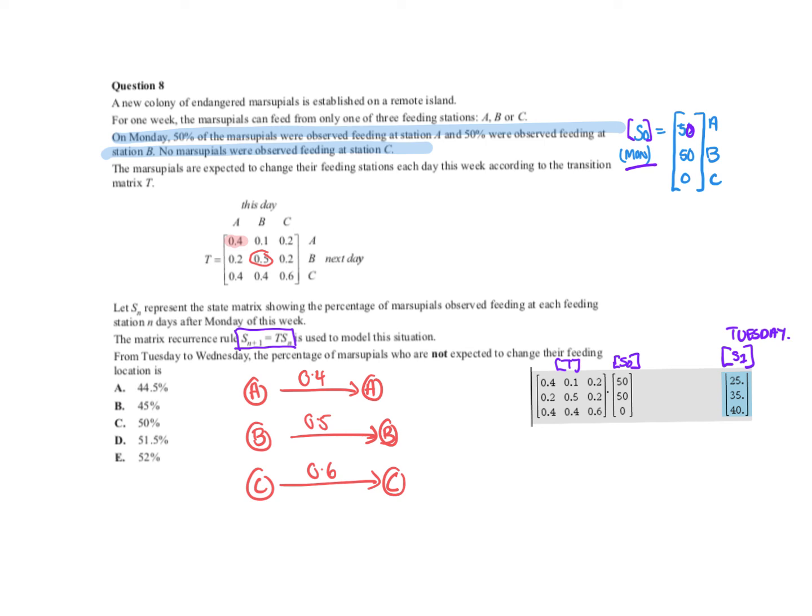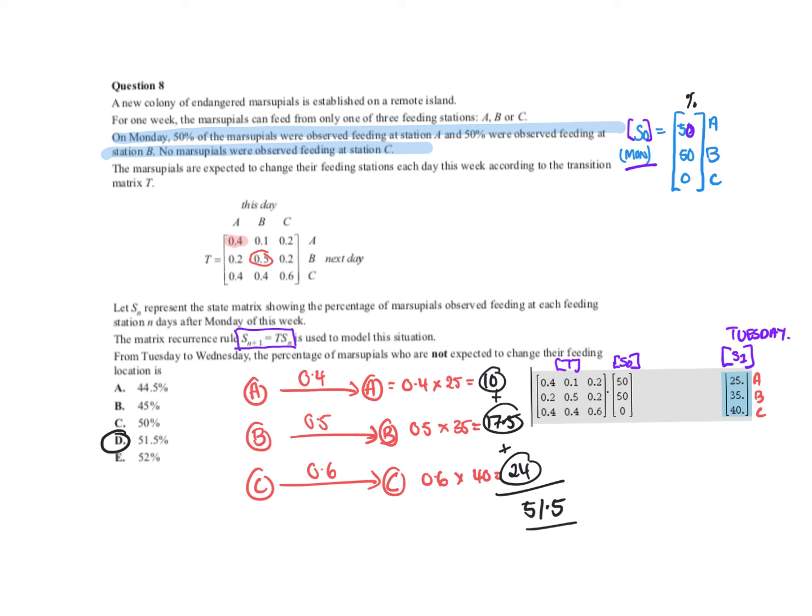So we want from the Tuesday people, how many are not expected to change. So I'm going to use these numbers because these are the percentages, because really what we're saying is 0.4 of the ones at A, which was 25, and then we're going to say 0.5 of the ones at B, which was 35, and then we're saying 0.6 of the ones at C, and they're not going to change. So you work out all those numbers. So I've worked out that amount, and then I add them all up and I get 51.5. So remember, this was all talking about percentages. So there's D, 51.5%.